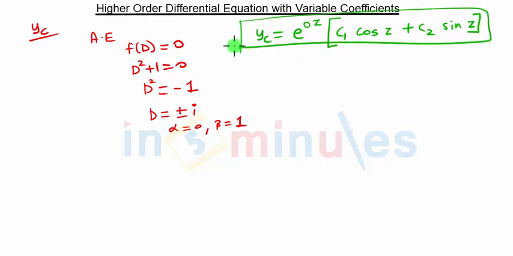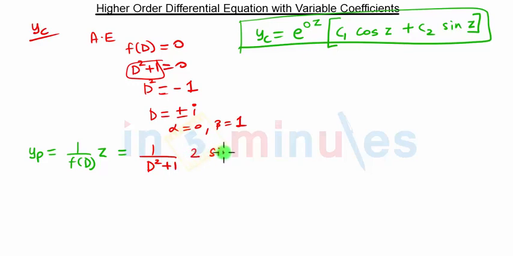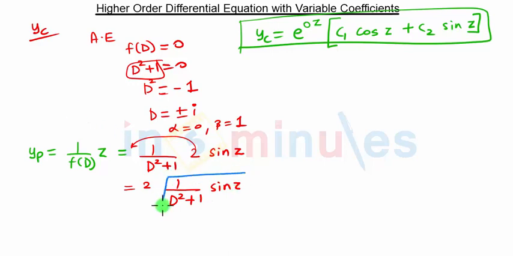Now we will find yp. We know that the general formula for yp is 1 upon f of d into z. F of d is nothing but d square plus 1, and the right side is 2 into sine of z. I can take 2 outside. We will get 2 into 1 upon d square plus 1 sine z. If you observe, this equation is of type 2. In type 2, we substitute d square equal to minus a square. What is a? A is the coefficient of z in the sine z term. So a is 1, so d square will be minus 1.